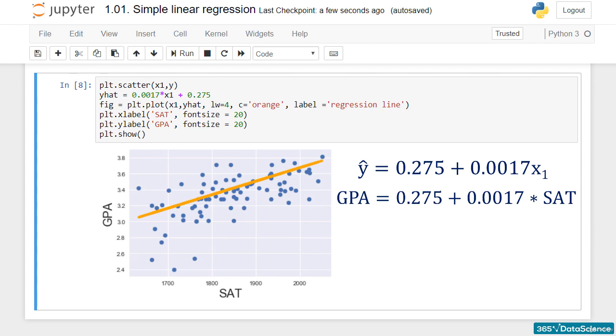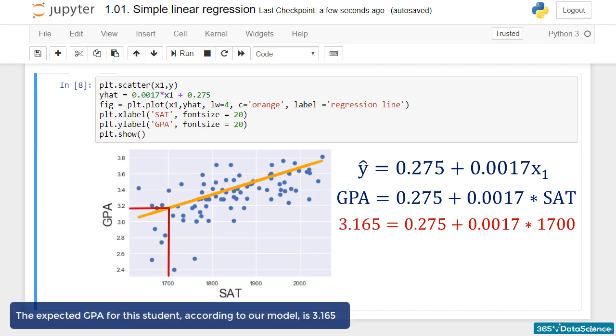Well, knowing that a person has scored 1700 on the SAT, we can substitute in the equation and obtain the following: 0.275 plus 0.0017 times 1700, which equals 3.165. So, the expected GPA for this student, according to our model, is 3.165. And that's the predictive power of linear regressions in a nutshell. We are doing great so far.